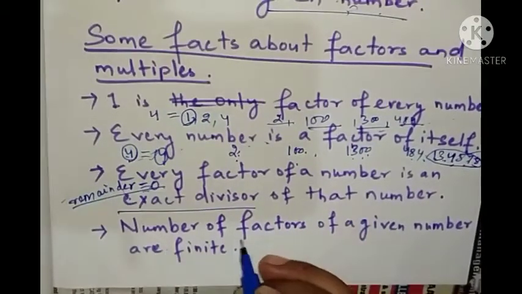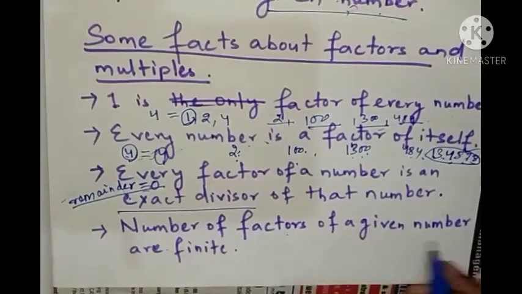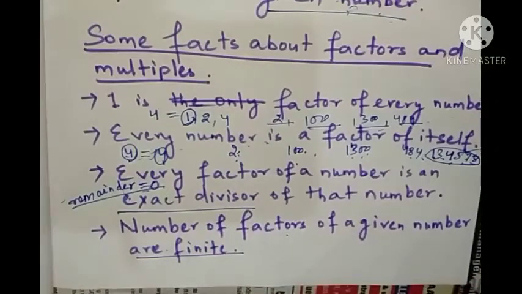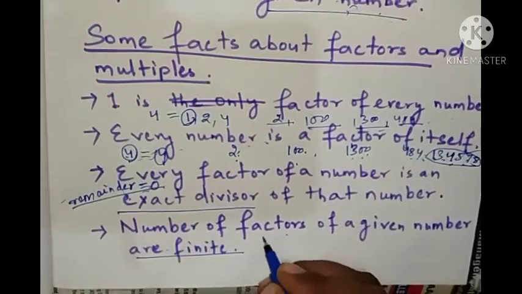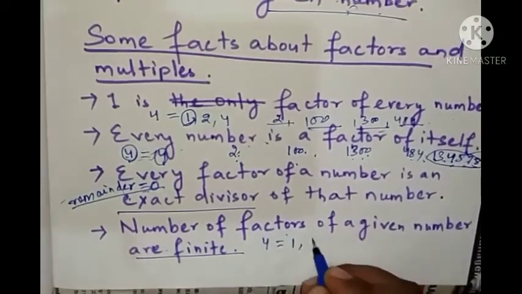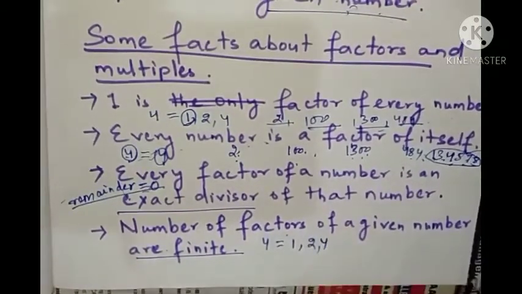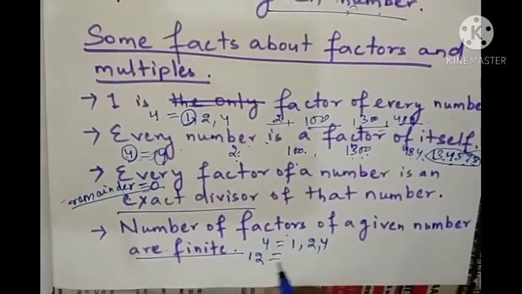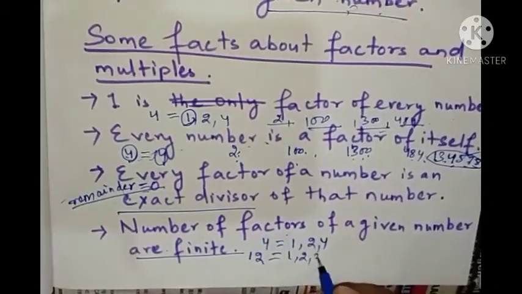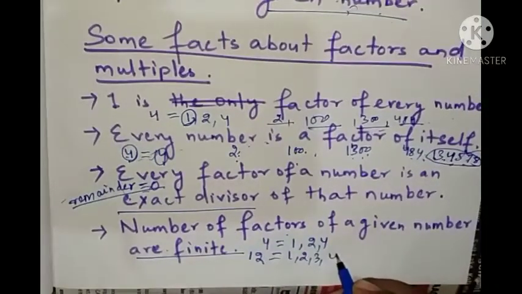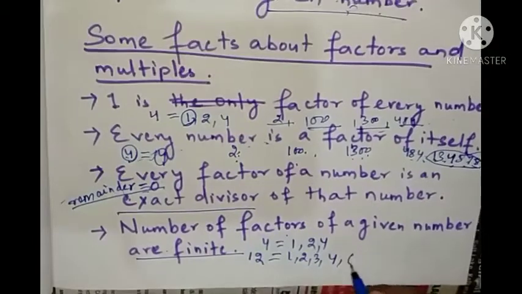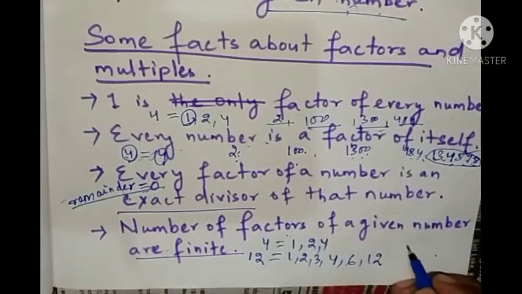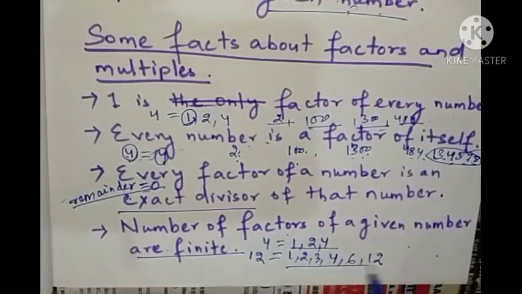Next, number of factors of a given number are finite. Finite means what? Limited. Like 4, how much you are getting? 1, 2, 4. For 12, the factors are what? 1, 2, 3, 4, 6, 12. So this was not more than 12, not more than 4. So here always it is limited.